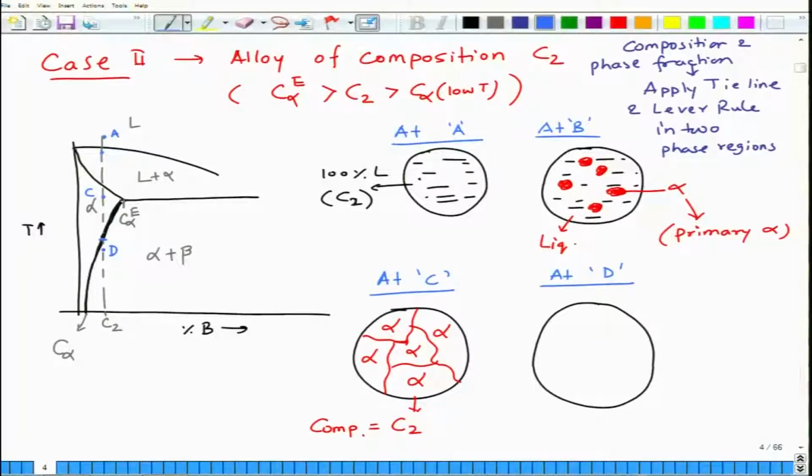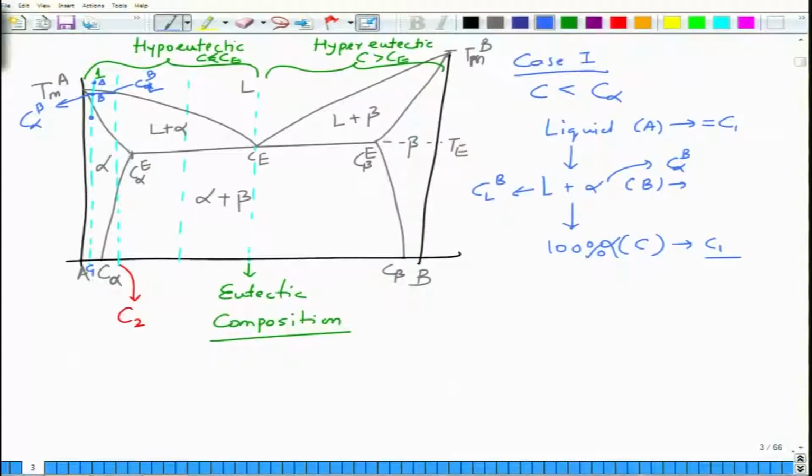it starts expelling B out of it, and that B precipitates in the form of beta phase, because if you look at the phase diagram on the right side, you have beta phase. So if you look at this point, so if you draw a tie line at this point, what you have is alpha and beta phase equilibrium. This is the composition of C alpha D, and this is the composition of C beta D at this particular point.